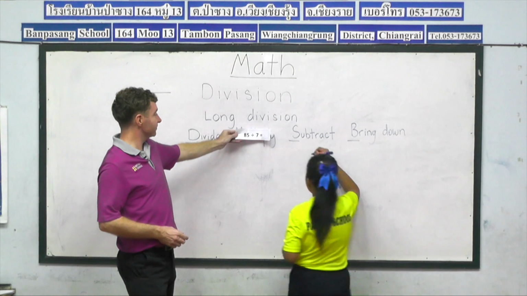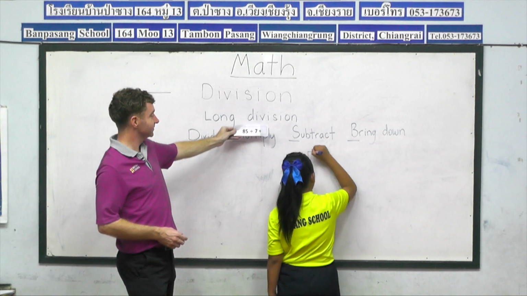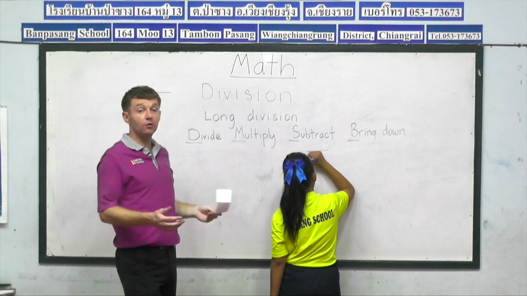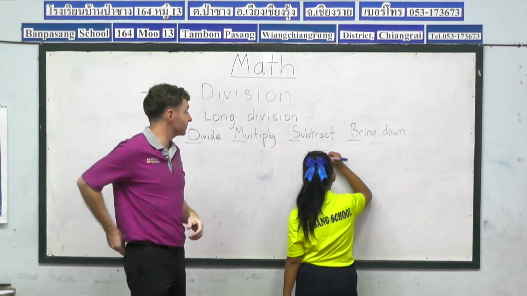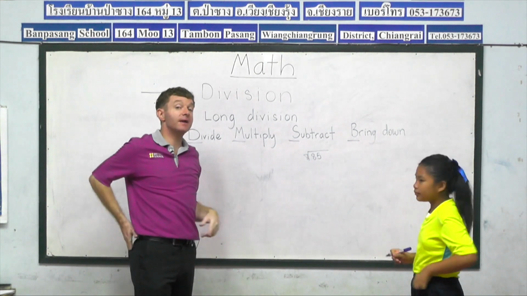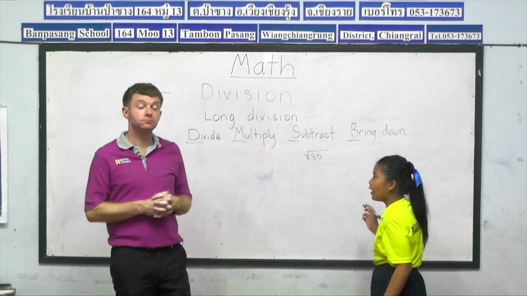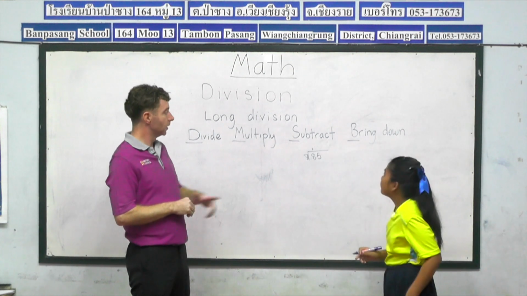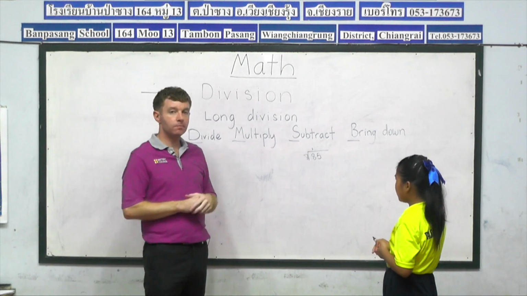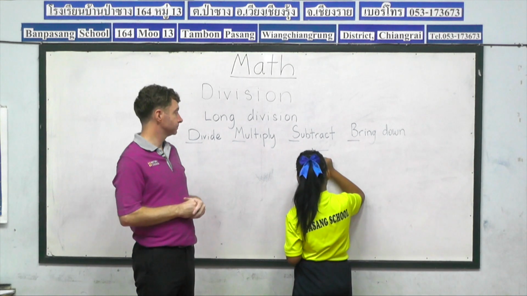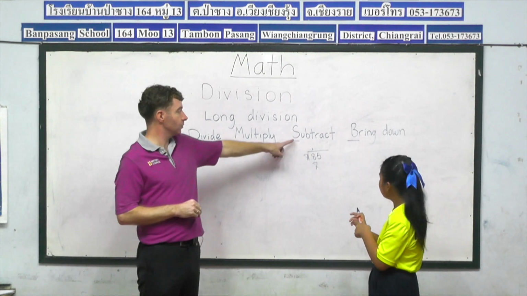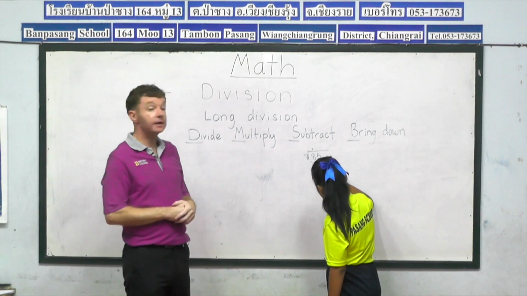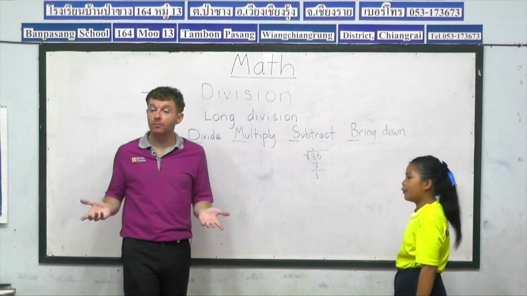So first of all, 85 divided by 7. Now, using our steps of long division, we can work it out together. So 8 divided by 7. 7 will go into 8 one time. So we can write 1. Next, 7 times 1. 7. Next we do subtract. 8 minus 7 equals 1. And then we're ready to bring down.